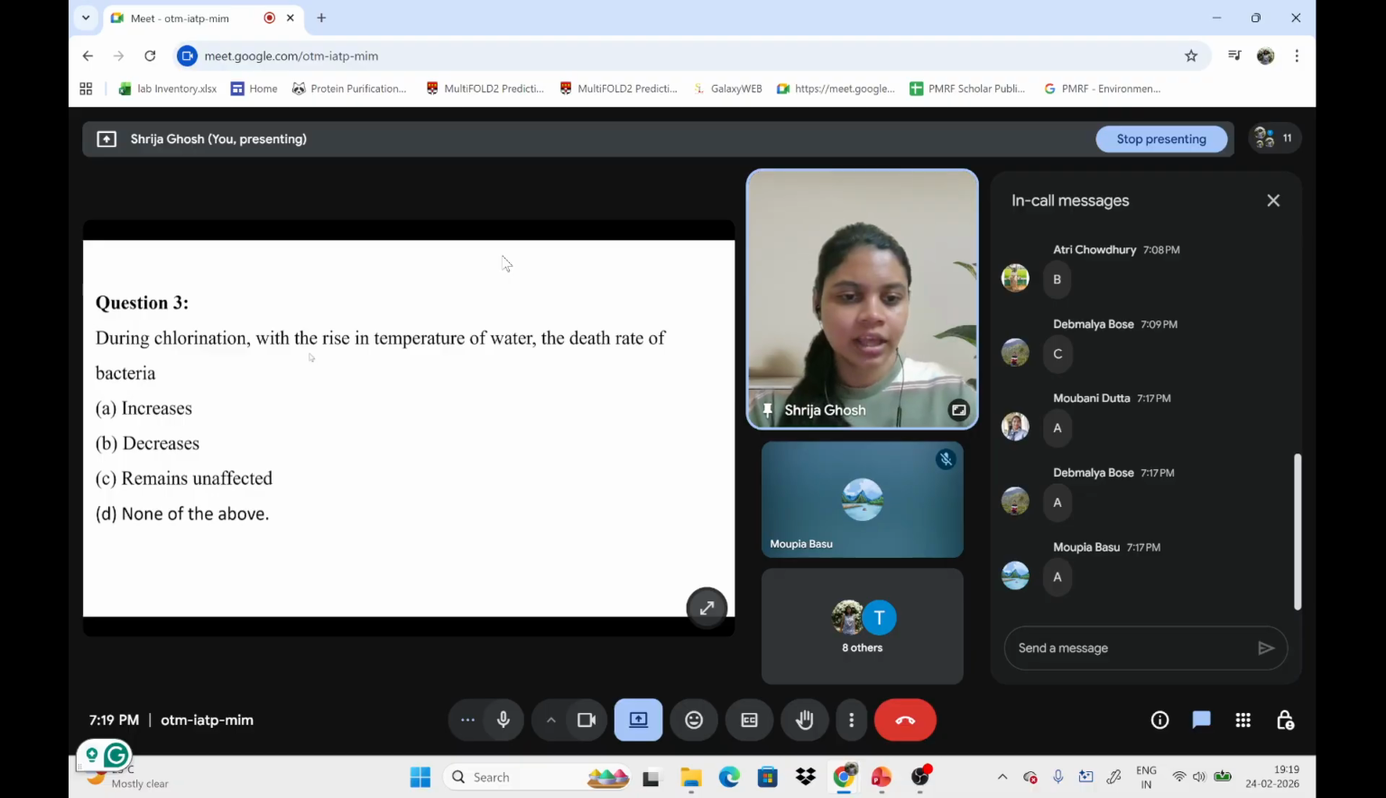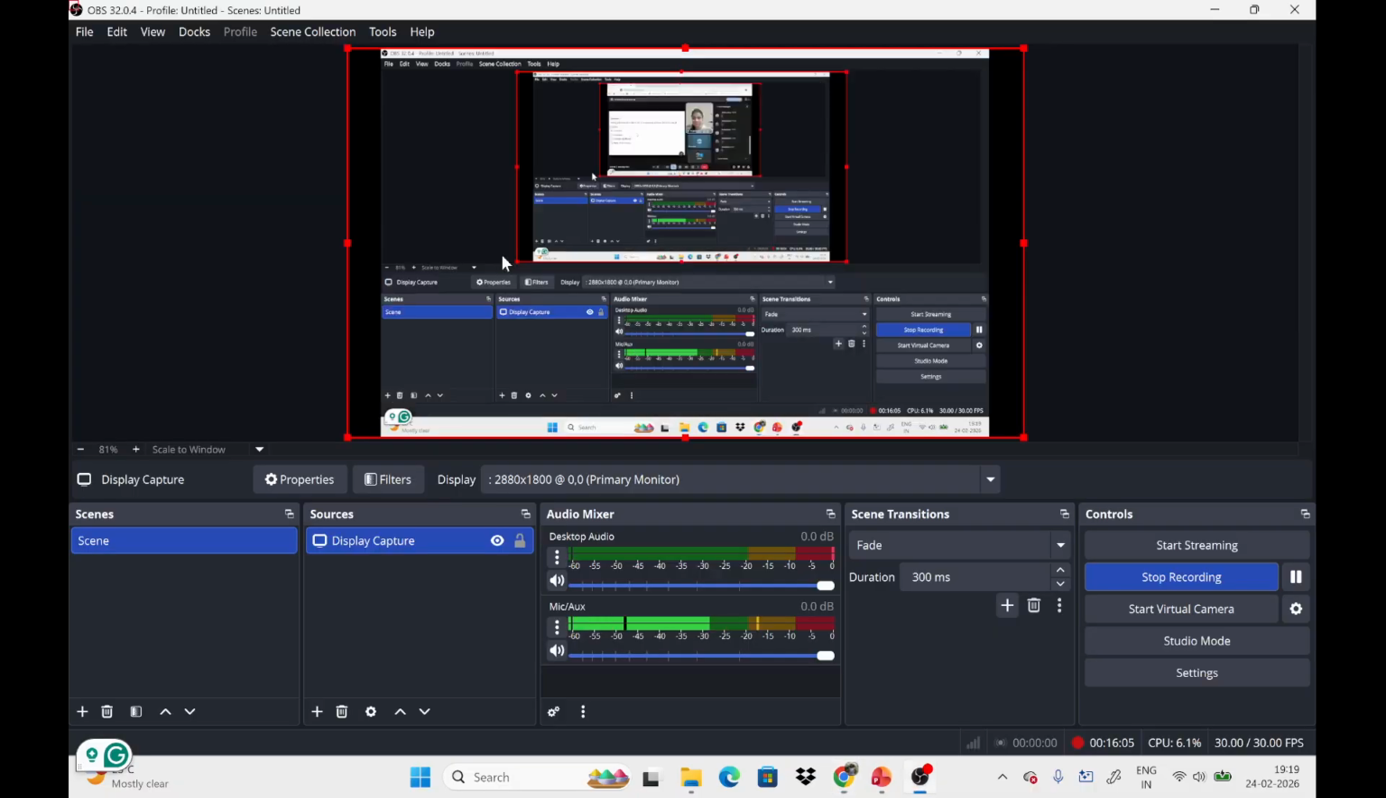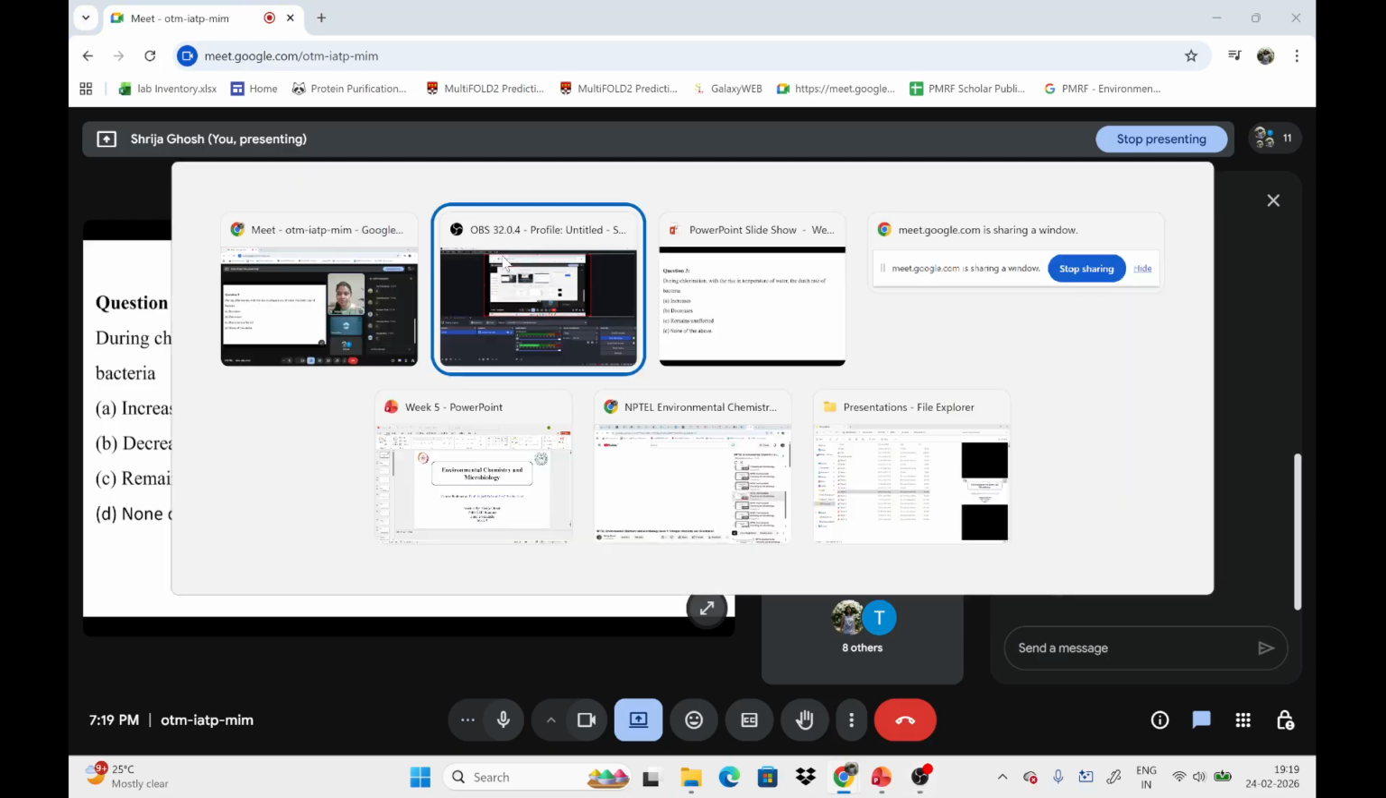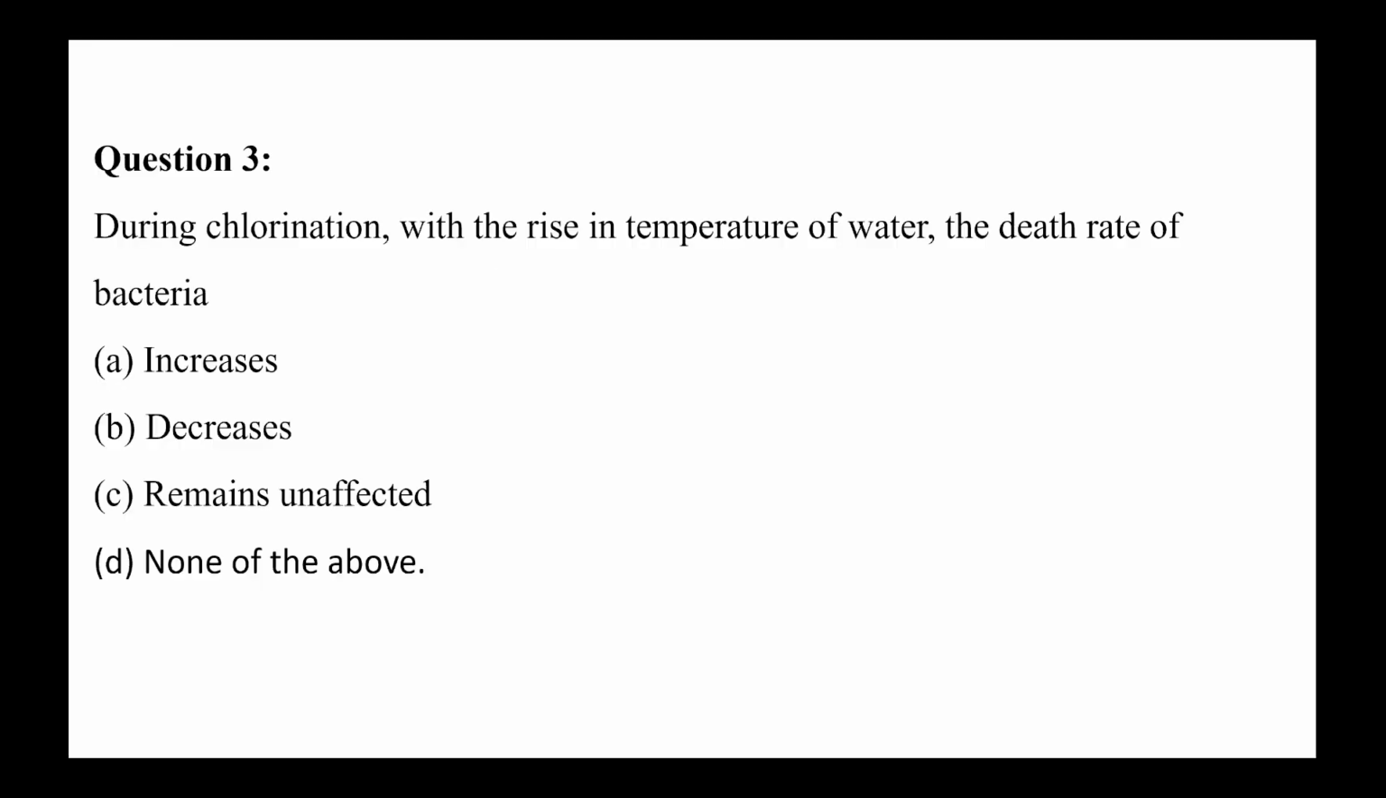So, as her doubt explains what should be the answer of this question, option A is the correct answer, as you have written in the chat box. The death rate of bacteria increases because we are doing the disinfection of the sample during chlorination. During chlorination, we are trying to kill the bacteria, so the death rate will increase.